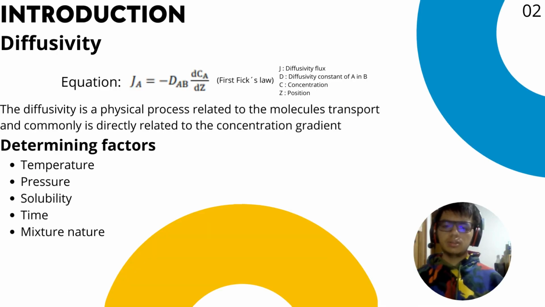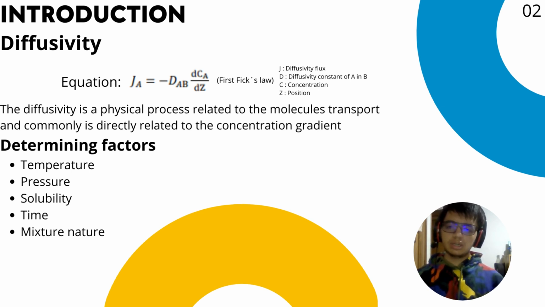Now for the introduction, we will explain diffusivity. Diffusivity is a physical process related to the molecules' transport and is commonly directly related to the concentration gradient. As we can see in the equation, Fick's first law, we can use it to calculate the diffusion flux using the diffusivity constant of both species and the concentration and position of the molecules that we are analyzing.